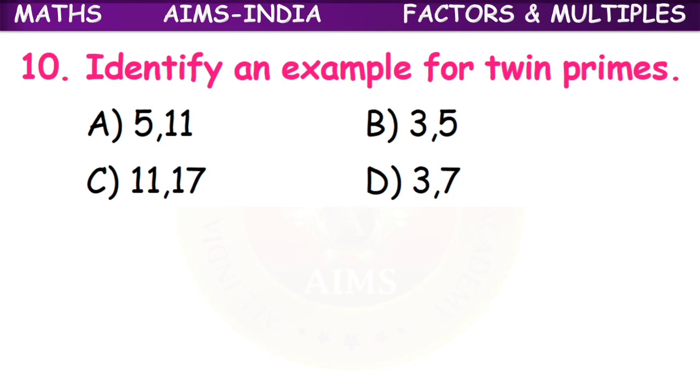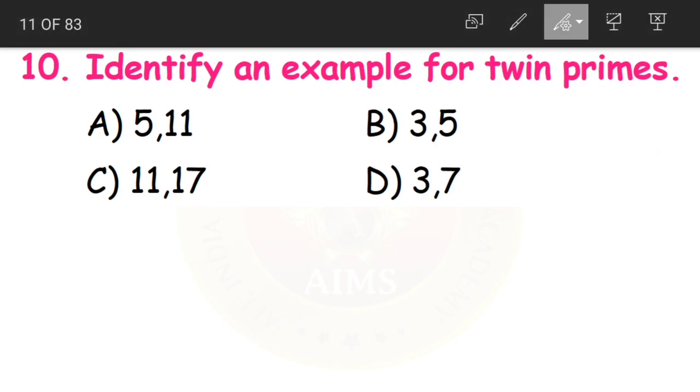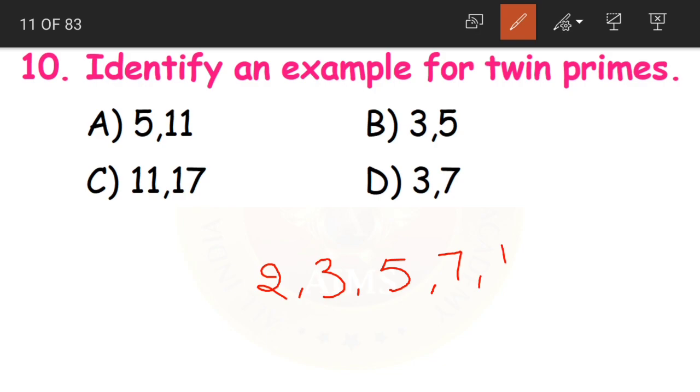Next, identify the example for twin primes. What are twin primes again? Twin primes are the prime numbers whose difference is 2. Now first let us recall what are the first few prime numbers. 2, 3, 5, 7, 11. These are our first 5 prime numbers. Yes, all these are prime numbers. In the given options, all the numbers are our prime numbers.